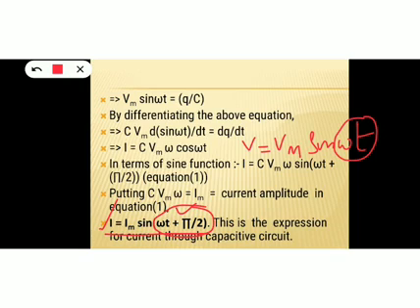So in which circuit does current lead the voltage? In capacitive circuit. But in inductive AC circuit, current lags behind voltage. That is the difference. In resistive circuit, current and voltage are in the same phase. No phase difference was there. But in inductive circuit, current lags behind voltage. In capacitive circuit, current leads the voltage by a phase angle of pi by 2.